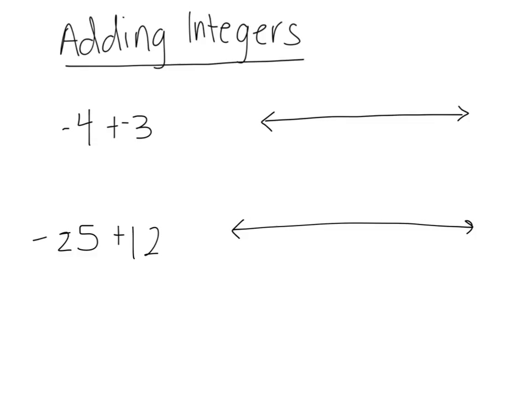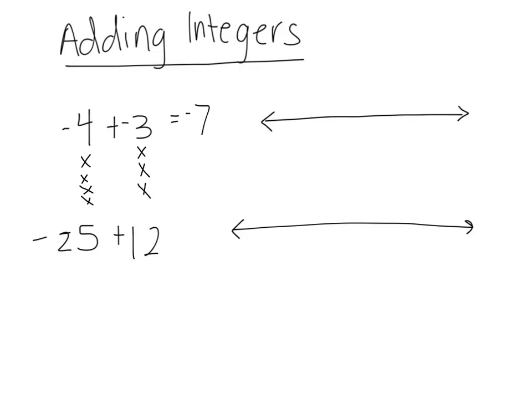So you can draw tiles if you want to, which is good for small numbers, like the first example, but not so good for bigger numbers like the second example. So I have 1, 2, 3, 4 negative tiles. 1, 2, 3 negative tiles. All of them are negative, so we just combine and make -7 tiles.